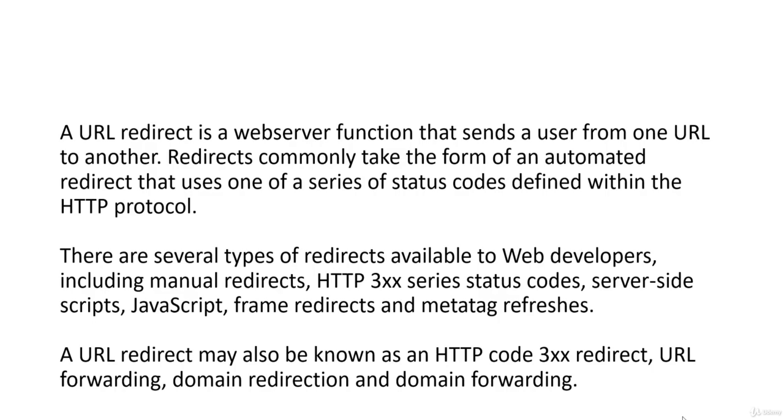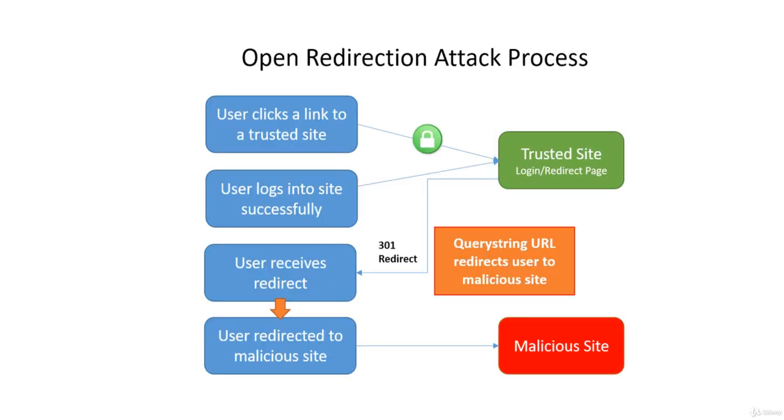So we have to take care of the status codes which start with 3xx. We'll see all about that in the upcoming lecture about URL forwarding, domain redirection, and domain forwarding. You can see the open redirection attack process right here. The upper part is basically a successful login to the trusted site. The user clicks a link to a trusted site, there is SSL encryption going on here, and the user logs into the site successfully.